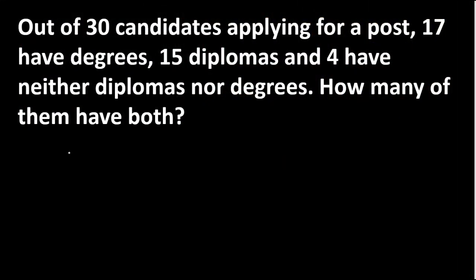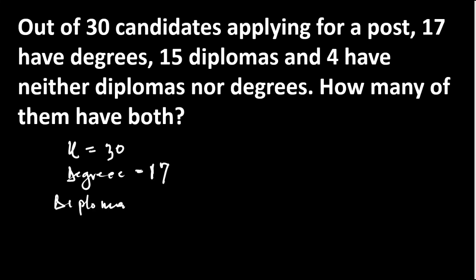Our question says we have 30 candidates applying for a post. That is, the total number of sets, the universal set, is how many? 30. Now, how many have degrees? Those who have degrees are 17. And those who have diplomas, they are 15.